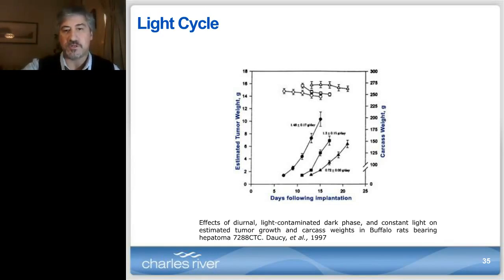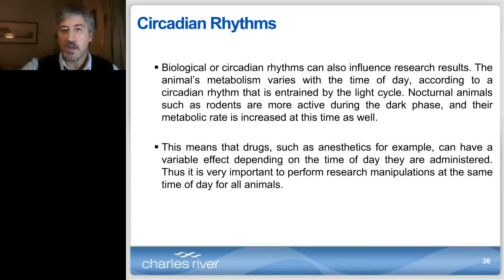I brought this example here, and in this study, they implanted tumor cells in Buffalo rats, and these rats were kept in a 12-12 light-dark cycle, or in constant light. Depending on what environment the animals were kept in, the weight of the tumor and the growth of the tumor was different, right? So there is a direct impact of the light cycle on tumor growth. That's affecting the results. Just another comment on circadian rhythms.